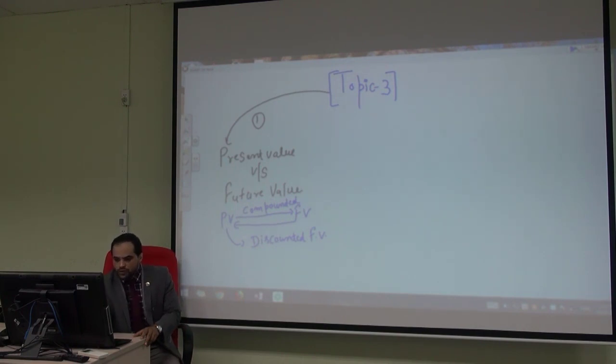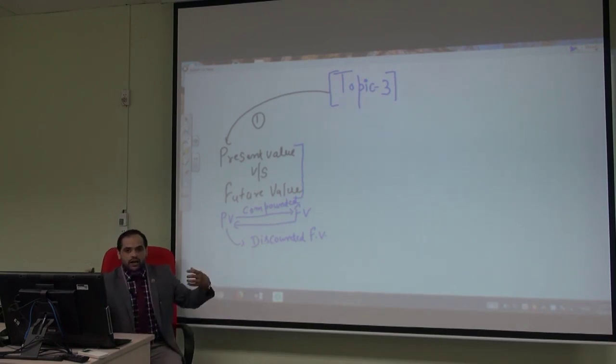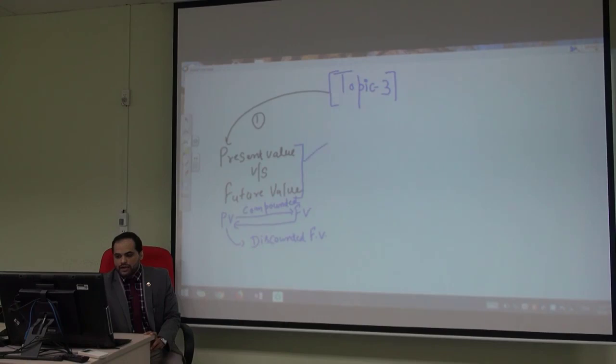If you want to calculate present value or future value, we need to know some basic information about the factors we use to calculate them. We mainly require three things. The first one is cash flows.